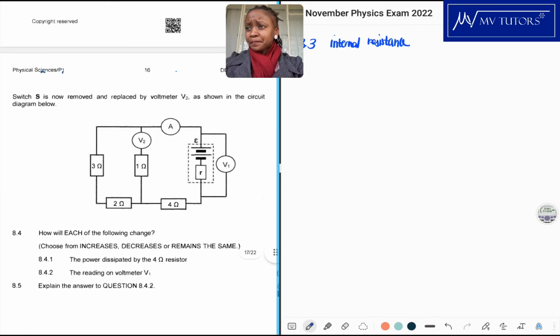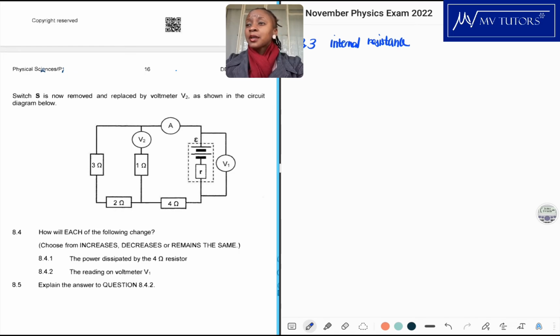Okay. All right, so now switch S is removed and replaced by voltmeter V2 as shown in the circuit diagram below. All right, and now we're going to talk about what's going to happen with the following changes. So 8.4.1, how will each of the following change? We need to choose from increase, decrease, or remain the same.